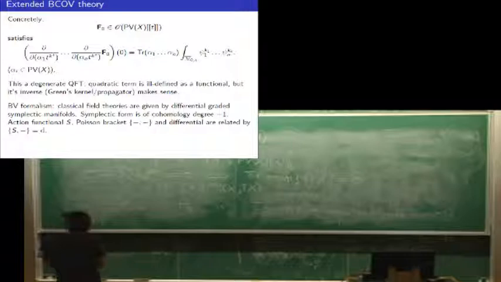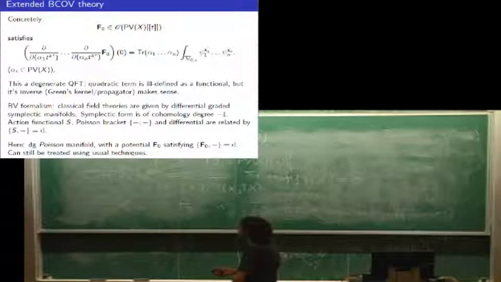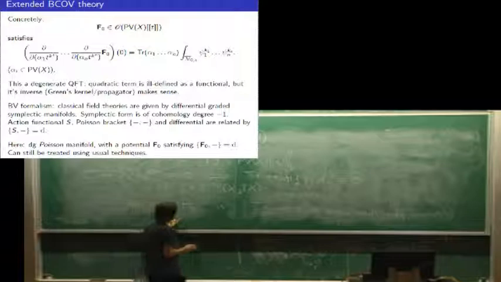One way I like to think about it is in the BV formalism. Classical field theory is the same thing as a symplectic manifold with some differential of degree minus 1. Now, in that story, the action functional, S, is determined from the differential by saying the action functional is the Hamiltonian for this differential. I mean, the differential is some vector field on my symplectic manifold. Now, here we're in a Poisson situation. And I do have a natural differential. The linear term of the differential is that.